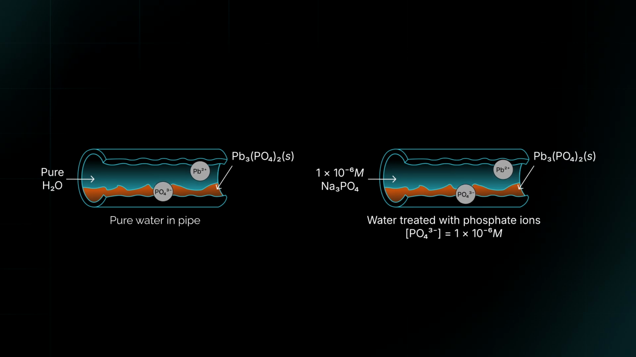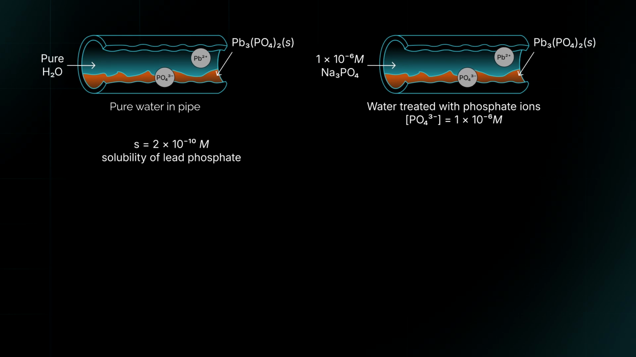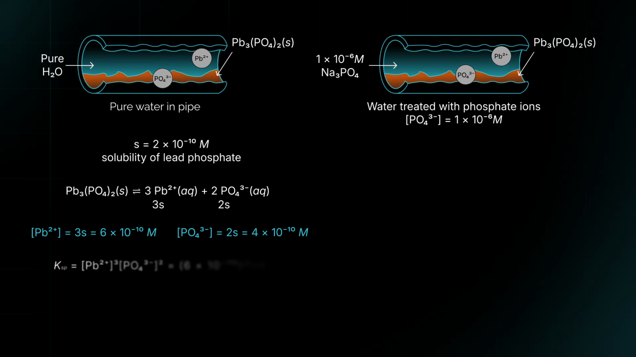In pure water, the solubility of lead phosphate is 2 × 10 to the minus 10 molar. Since each mole of lead phosphate that dissolves produces 3 moles of lead ions and 2 moles of phosphate ions, their concentrations are 3 times and 2 times the solubility, respectively. These concentrations are governed by the solubility product constant, KSP, which ensures that this product of the ion concentrations always equals the KSP value.